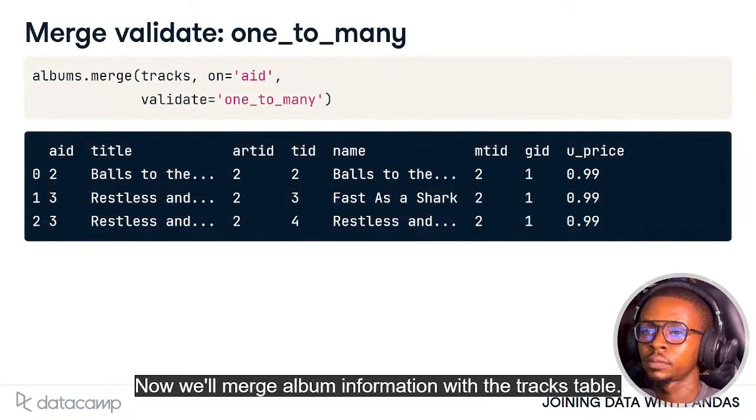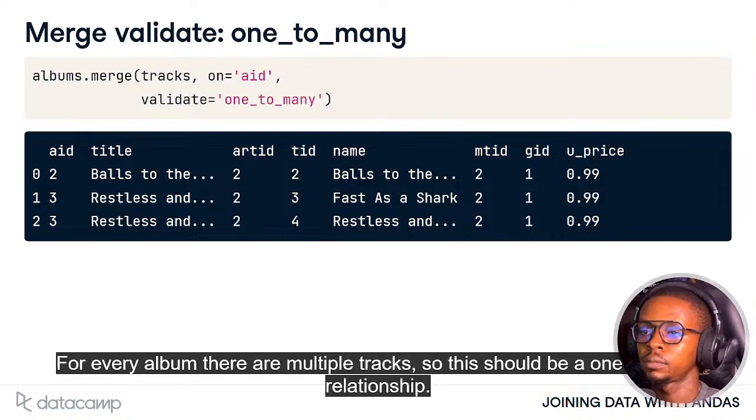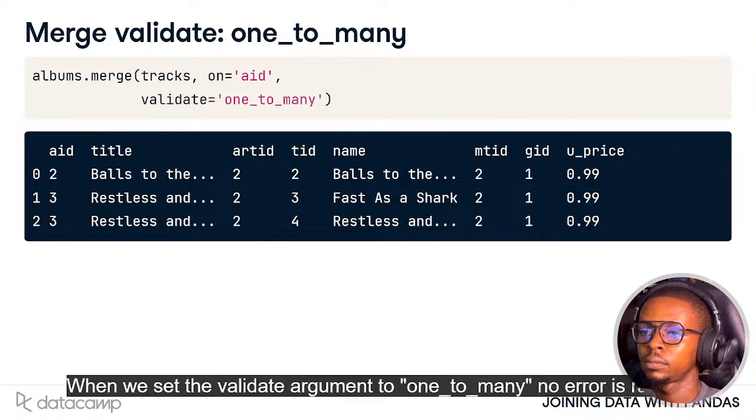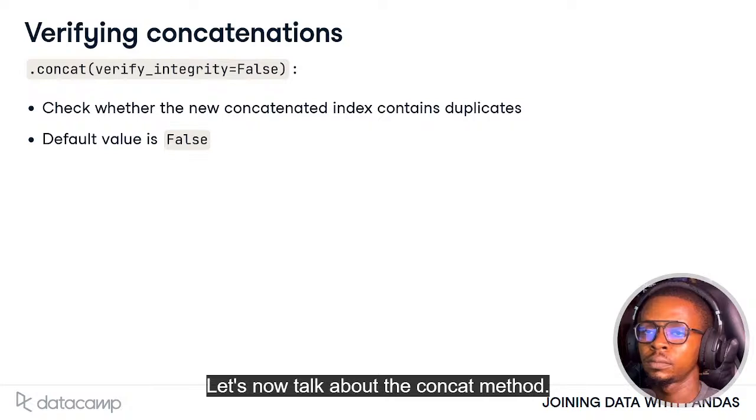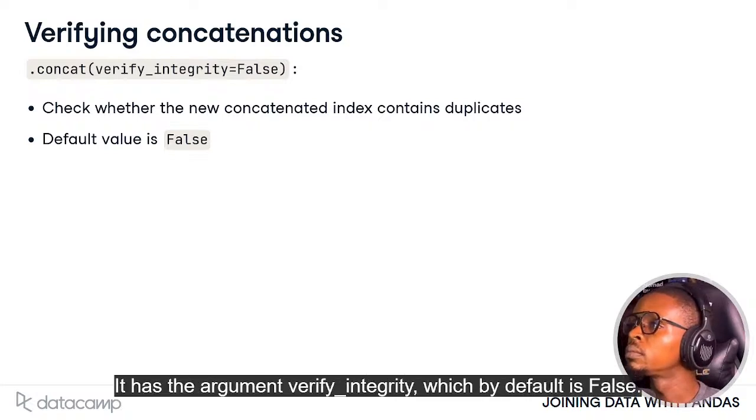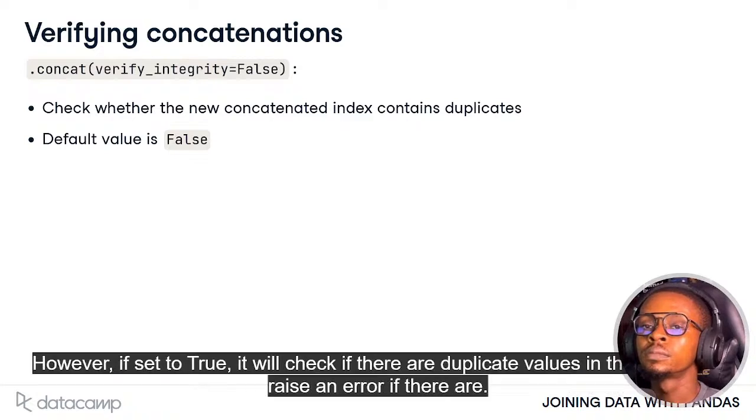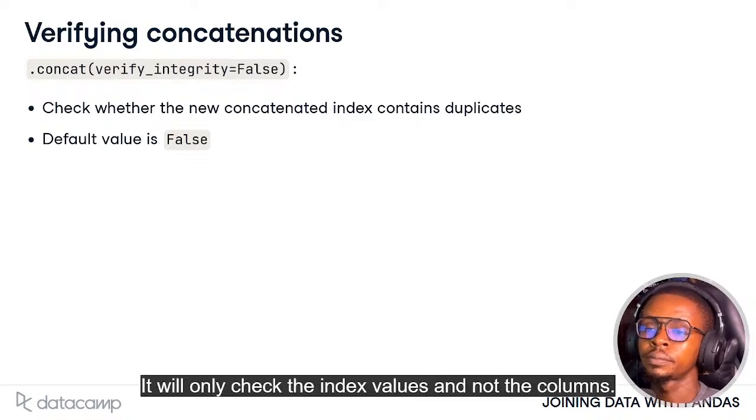Now, we'll merge album information with the tracks table. For every album, there are multiple tracks, so this should be a one-to-many relationship. When we set the validate argument to one-to-many, no error is raised. Let's now talk about the concat method. It has an argument, verify integrity, which by default is false. However, if set to true, it will check if there are duplicate values in the index and raise an error if there are. It will only check the index values and not the columns.